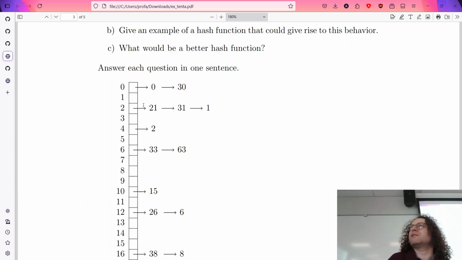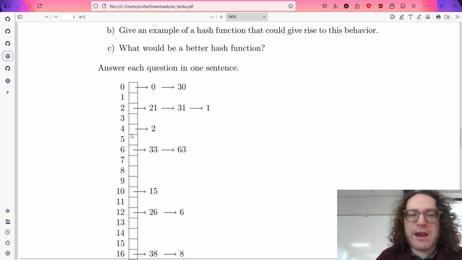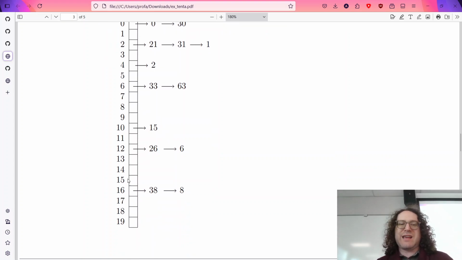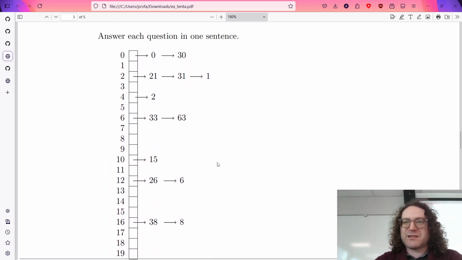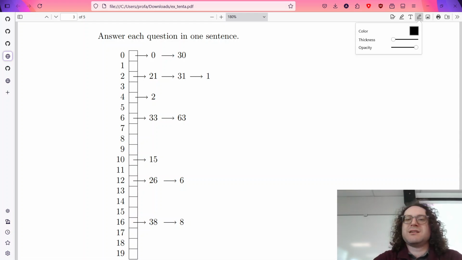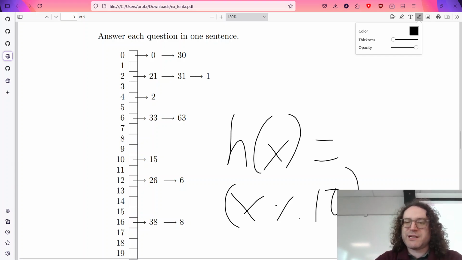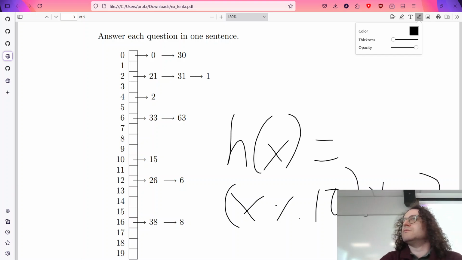Yeah, they have the same ones place. Let's narrow that down even more specifically. All the things ending in 0 go to 0. 1 goes to 2. All the things ending in 2 go to 4. All the things ending in 3 go to 6. All the things ending in 5 go to 10. 6 goes to 12. So it's twice the ones digit. The hash function that would work for this seems to be something like H of x equals x mod 10, to get the ones place, times 2.